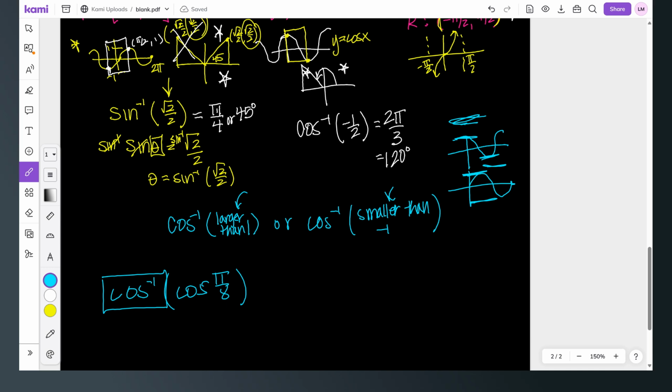Where am I supposed to stay? Like sine, I stay between quadrant 4 and quadrant 1. Cosine, 1 and 2. So pi over 8 is in quadrant 1, and they're asking me for an angle theta whose cosine is pi over 8. This is asking me for the angle that gives me this adjacent over hypotenuse. So these cancel out, basically. They undo each other. So my answer is pi over 8.